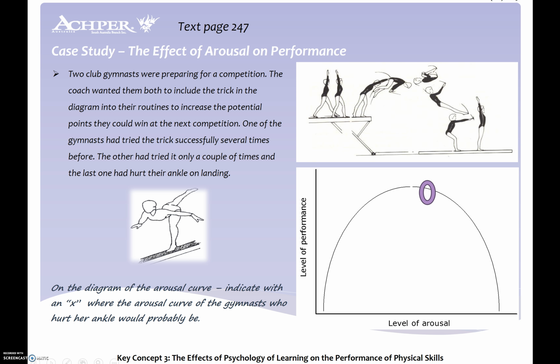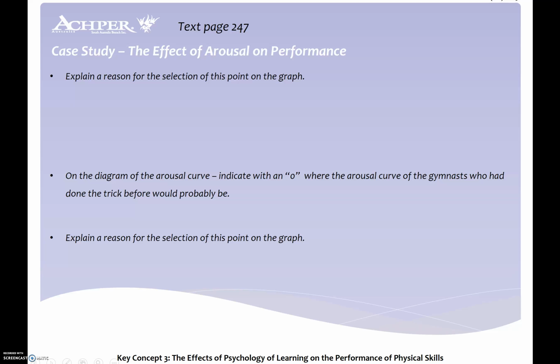So let's think about, on this arousal curve, where the arousal level of the gymnast who hurt her ankle might be. She would probably be suffering from higher levels of anxiety in relation to the uncertainty of being able to perform that skill. If she has that high level of anxiety and over-arousal, her optimum level of performance is going to be hindered, whereas the athlete who has done the trick successfully would be calm, at a moderate level of arousal that's going to optimise her performance. So that's what we explained just there.